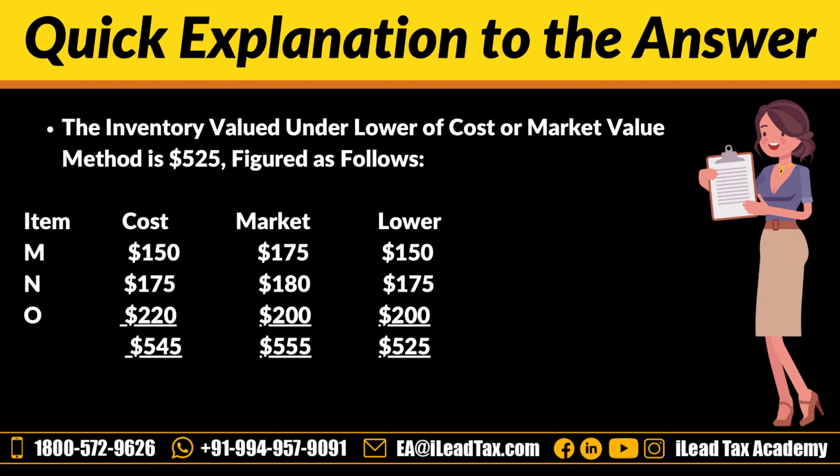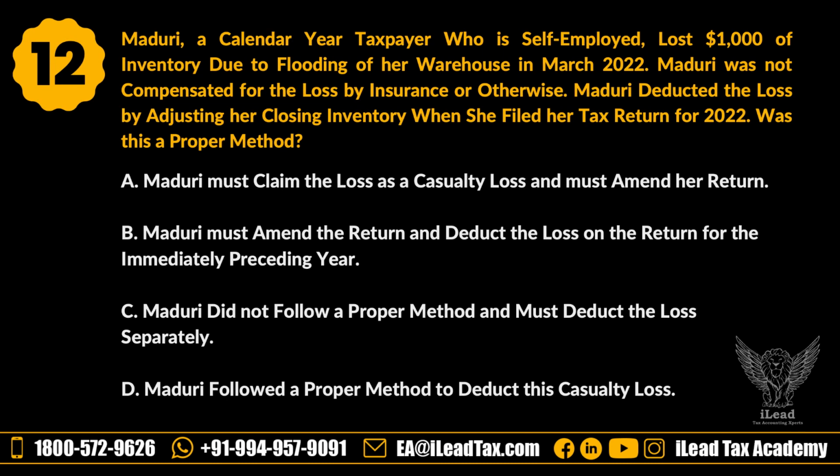Let's go to the next question. Madhuri, a calendar year taxpayer who is self-employed, lost thousands of inventory due to flooding of her warehouse in March 2022. Madhuri was not compensated for the loss by insurance or otherwise. Madhuri deducted the loss by adjusting her closing inventory when she filed her tax return for 2022. Was this a proper method?